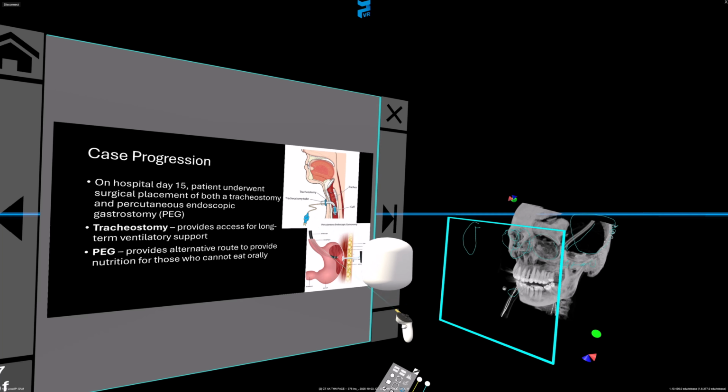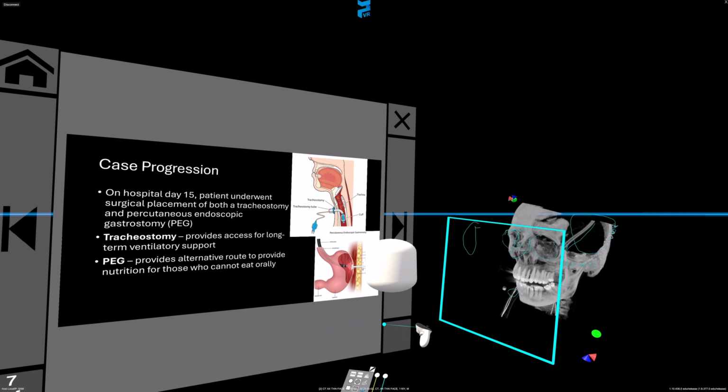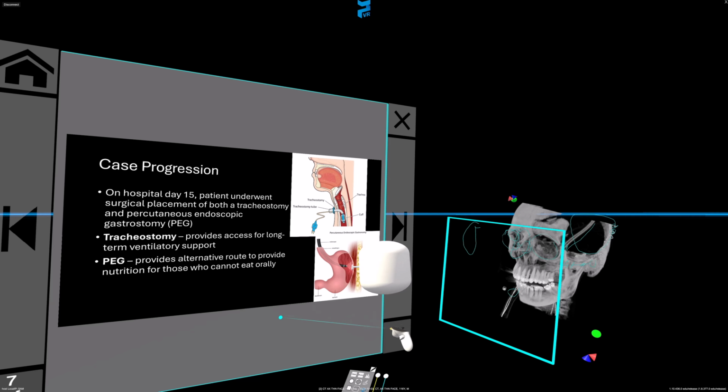And then moving on, this patient also received a PEG, as I mentioned, and a PEG provides an alternative route to provide nutrition for those who cannot eat orally, whether that is due to mental status or difficulty swallowing, anything that precludes them from oral intake, as TPN or nutrition delivered via an IV can increase the risk of infection and other complications. And so this allows for nutrition to be delivered directly to the stomach through this tube, and it is placed through an endoscope.